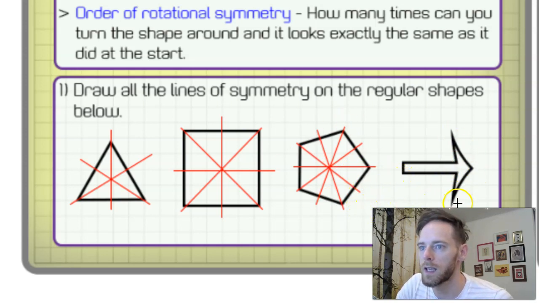Now this is an arrow shape. We just have one line of symmetry that goes right through the point of the arrow. This side looks the same as this side, and that's all you can do. So there you go, that's lines of symmetry. Relatively simple stuff.